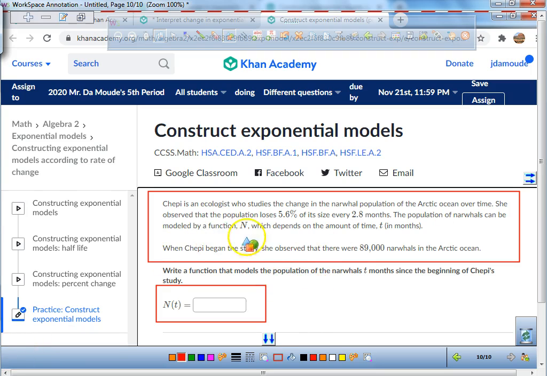We have Cheppy is an ecologist who studies the change in the narwhal population of the Arctic Ocean over time.